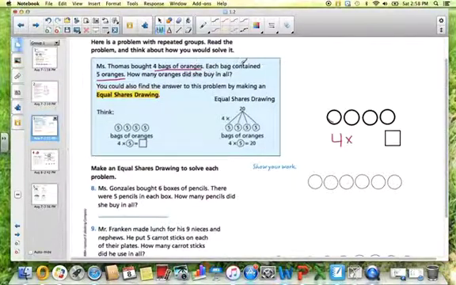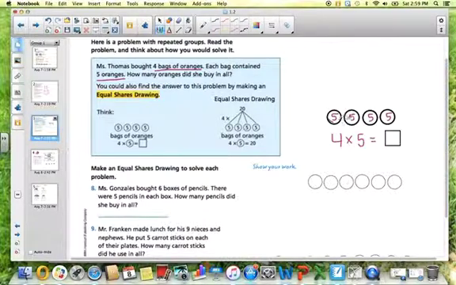So then she has 4 bags of oranges. Each bag contained 5 oranges. So instead of drawing 5 oranges in each box, we're just going to draw a 5 in each box. So you can draw your circles and the 5s in each box now. So 4 times 5, or you don't have to, I guess, because it's already drawn out for you. So 4 times 5 equals what? That's why there's the box there. We're trying to find the answer.